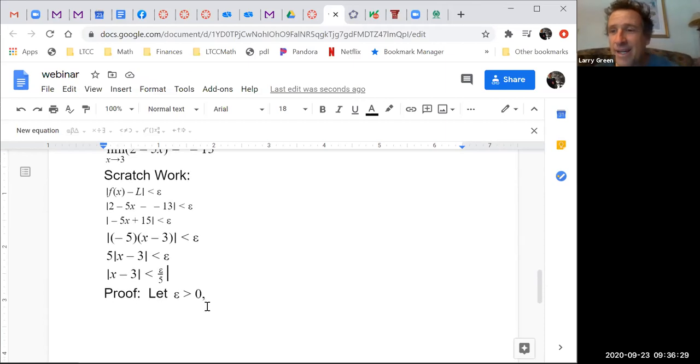Okay, I want to mention something on the scratch work. Each of these lines that I have written down are equivalences. It means that if you have one, you have the other. Is that clear? So if it's true, for example, that the absolute value of -5x plus 15 is less than epsilon, then it's also true that the absolute value of -5 times x minus 3 is less than epsilon, but vice versa works too. So it's the maze idea: we work backwards, and then we go forwards. So now we are going to write down what I just wrote in reverse.